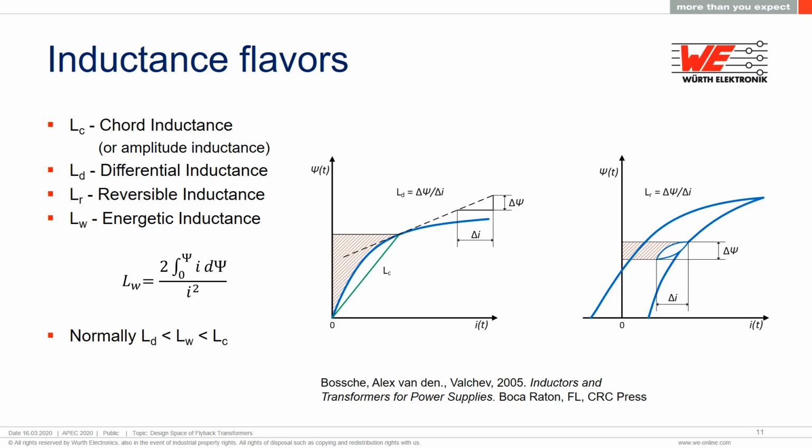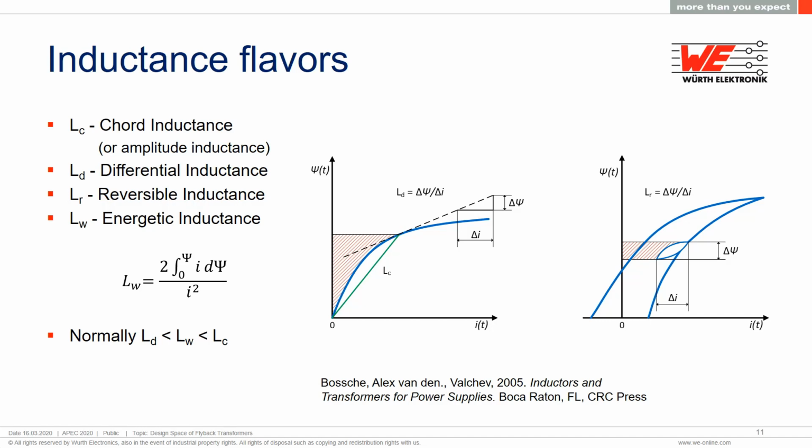Usually, when we talk about inductance, we're talking about chord inductance, also known as amplitude inductance. That's the green line that starts at the origin and goes up to some point on the BH curve. It's the slope of the straight line, the chord along the curve. The slope is steepest with low magnetization force or current and decreases as it moves into saturation.